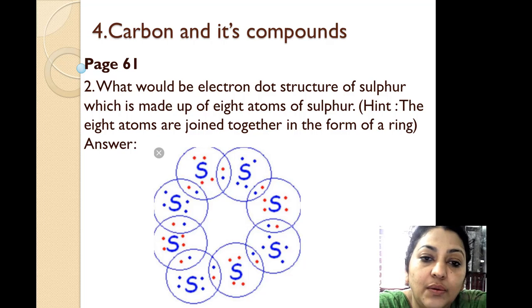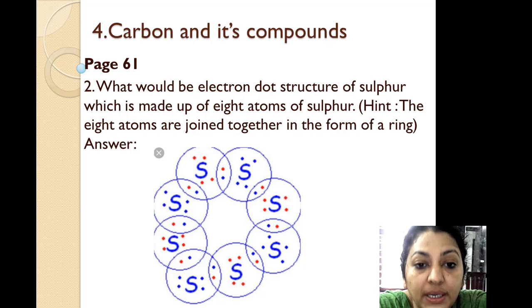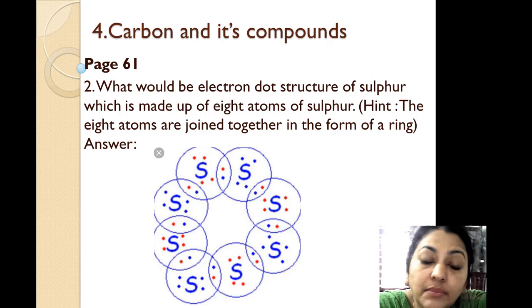Now, in the case of oxygen, nitrogen, hydrogen, etc., they are diatomic. It means two atoms combine together to form a molecule of that element, for example O2, N2, H2. But some molecules are polyatomic, for example sulfur. One molecule of sulfur is formed by 8 atoms of sulfur. Now, this is the diagram of the sulfur molecule.